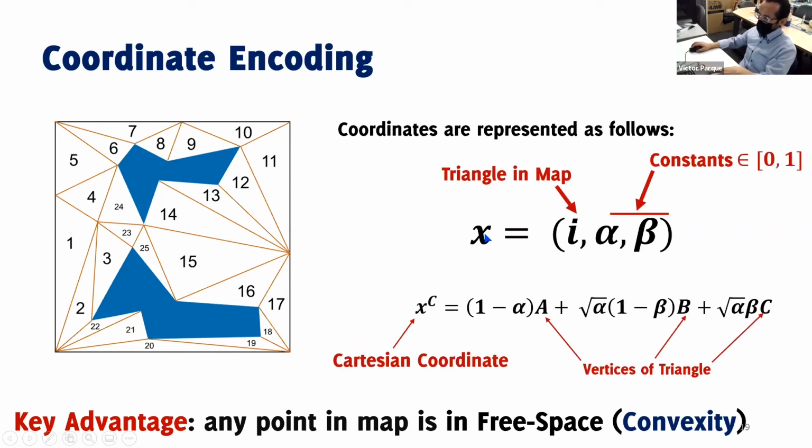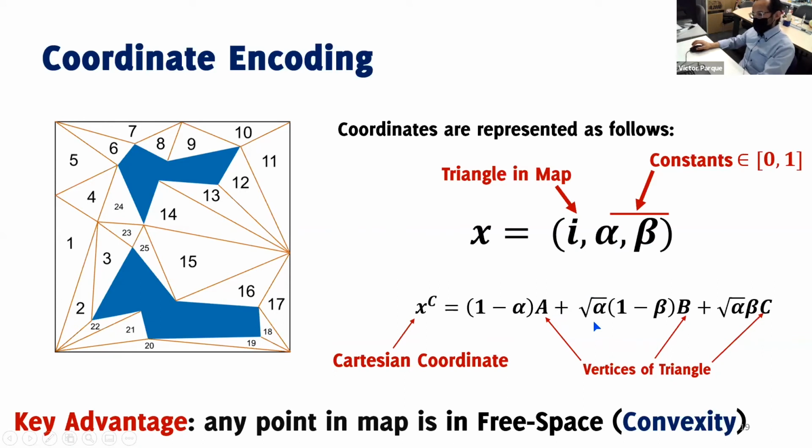In this way, any point in the map is given by a three-tuple. This I represents a triangle, or the order of the triangle in the map. For example, it could be 1, 2, 3, or 13, or 4, or 23. And these alpha and beta are real constants between 0 and 1. This alpha beta represents normalized coordinates, which allow you to represent any point inside the triangle. Once we are given this three-tuple, we can easily convert it to the Euclidean domain and obtain the Cartesian coordinates given I, alpha, and beta by this relationship here.